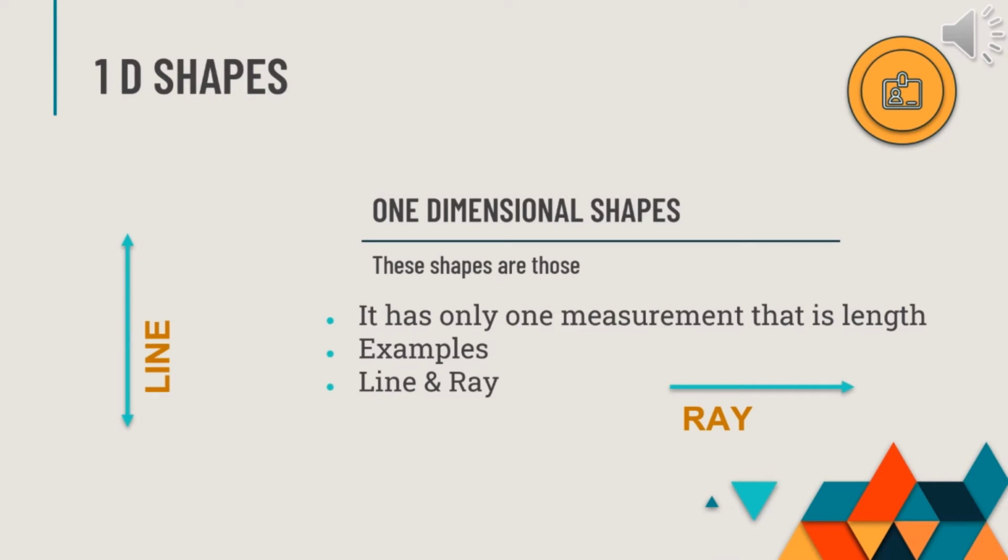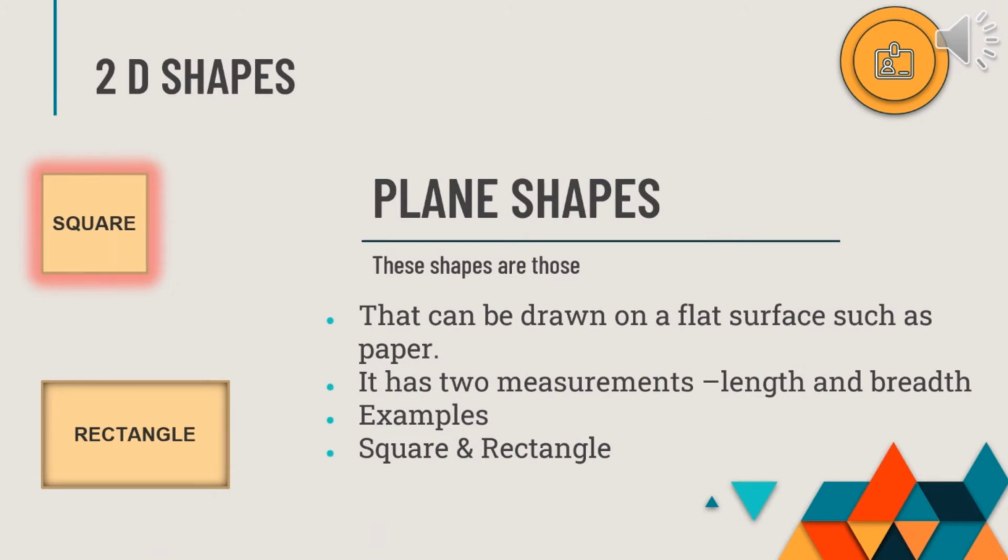So let's begin the discussion about one-dimensional shapes. Those shapes which have only length. I'm taking an example here of a ray and a line, which are known as one-dimensional shapes. Then we will see how one-dimensional shapes are different from two-dimensional shapes. Two-dimensional shapes have two measurements, the length and breadth, and they can be drawn on a flat surface as well. For example, you can see on the screen, the example taken here is square and rectangle. There can be many more examples.